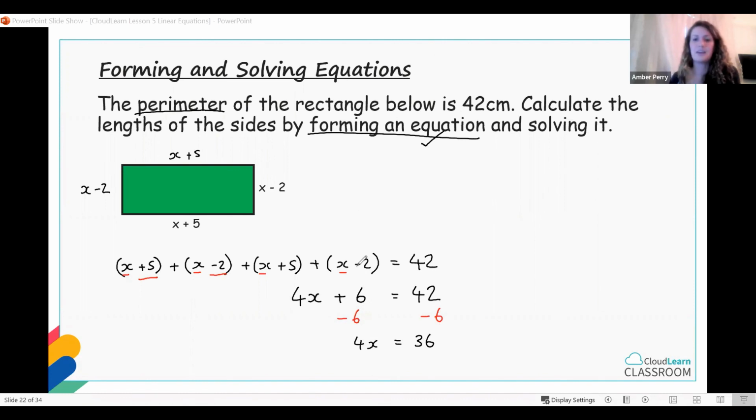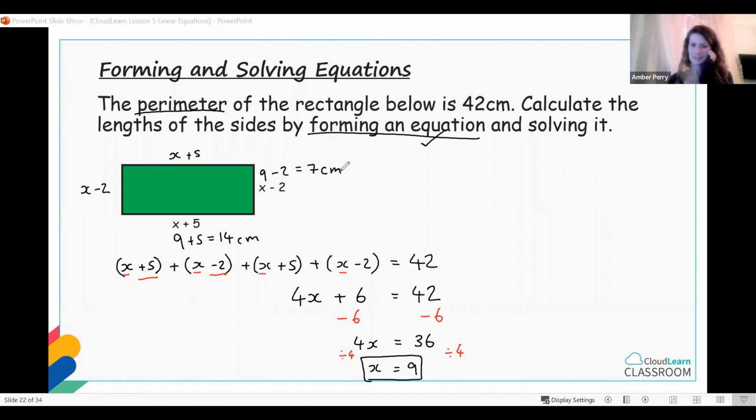And then the final thing we have to do is to divide by the 4. Divide by 4. Divide by 4. And the answer is x equals 9. There. Okay. And the question actually said calculate the lengths of the sides. So now that we know that x equals 9, we can put that back in here. x plus 5, so that's 9 plus 5 on this side, is equal to 14 centimeters. And x is 9, so this width is going to be 9 minus 2, which is equal to 7 centimeters.